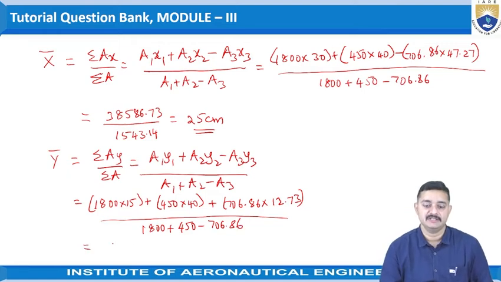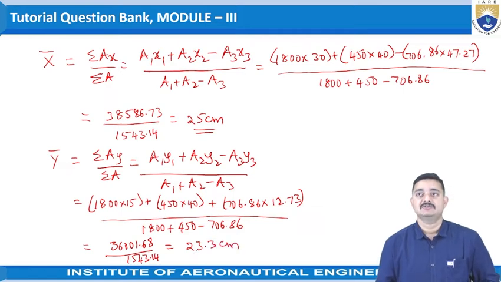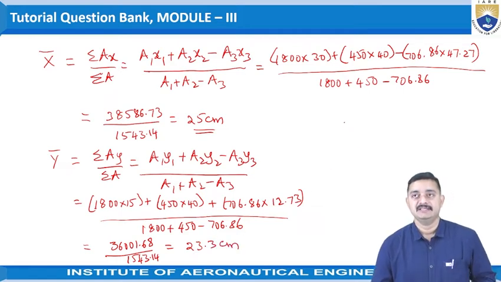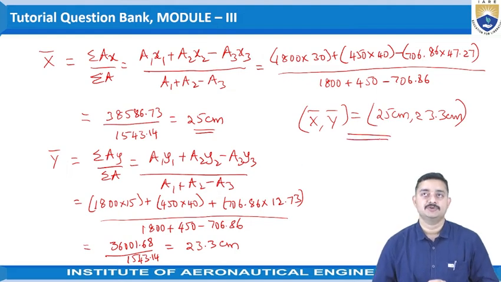So when you simplify this, you will get the value as 36001.68 by 1543.14. So the value is 23.3 centimeters. So ultimately, you can give the result as the centroid of the given complex figure is x bar comma y bar is equal to 25 centimeters comma 23.3 centimeters. So this is your solution to the given problem.